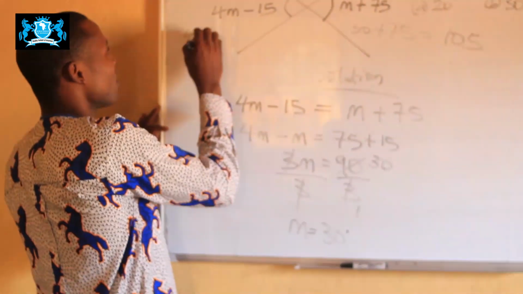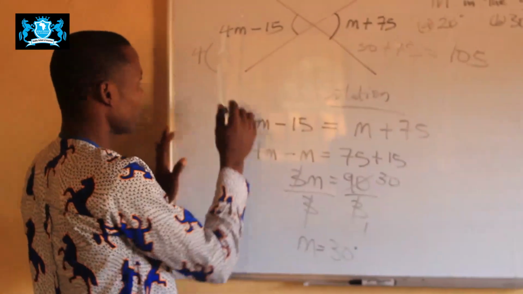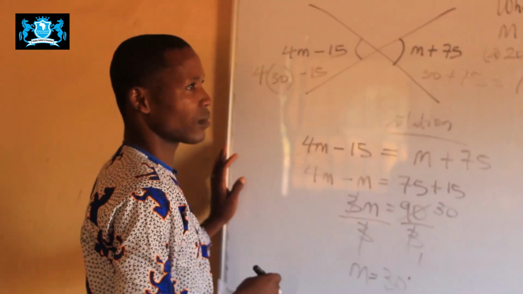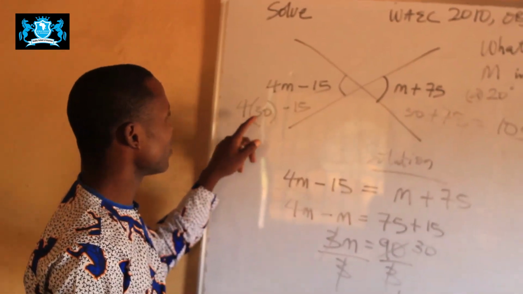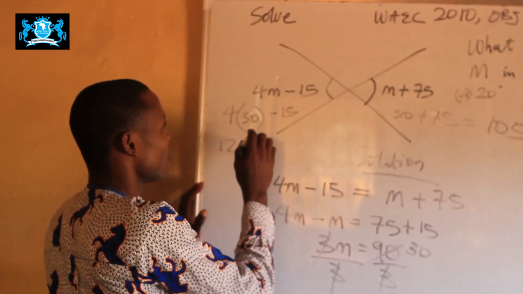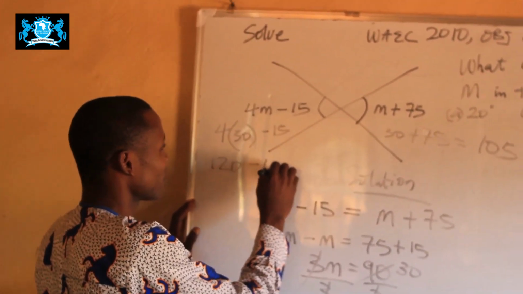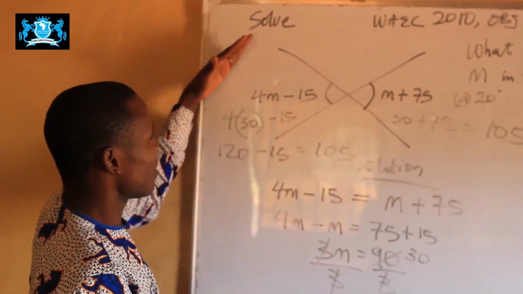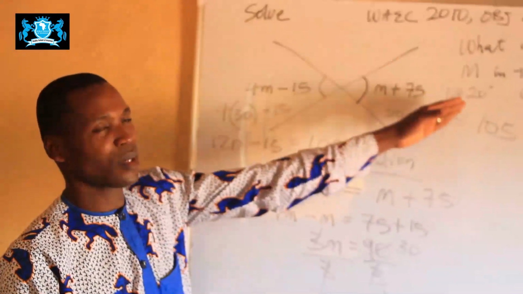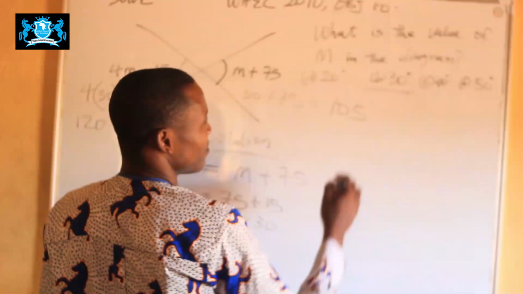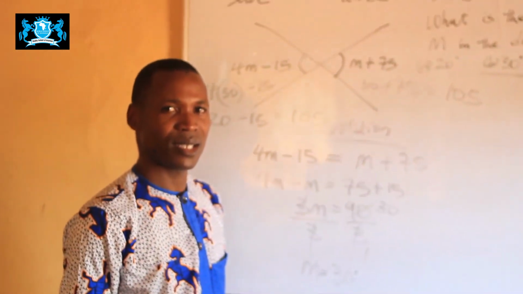So we now have 4m minus 15. m times 30 degrees will give us 120. 120 minus 15 will give us 105. You can see that whatever you get here is 105. Whatever you get here is 105. Therefore, our answer is B, 30 degrees.